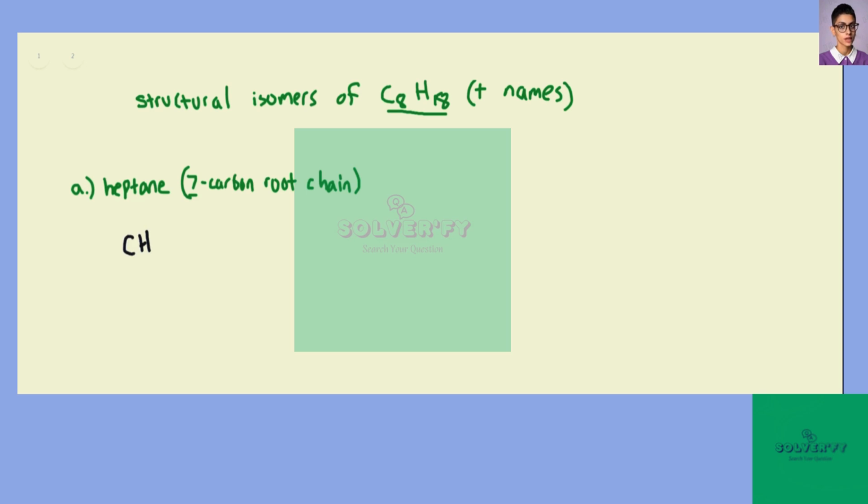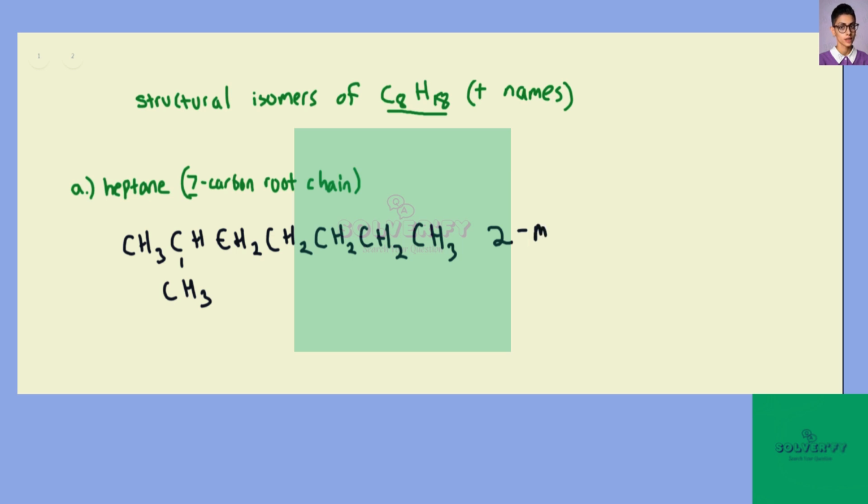So the first one, I'm going to pull that carbon out and add a methyl group to the second position. Let's see, so 1, 2, 3, 4, 5, 6, and then our 7th carbon. So in this first isomer, named 2-methylheptane, I put the methyl group on the second carbon, methyl because I added a methyl group, and then heptane because my root chain is 7 carbons. And that's my first.